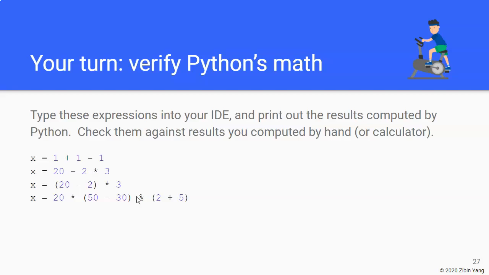And again, verify that what Python prints out agrees with what you have derived by hand. So please pause the video and do that. All right, hopefully you've done that.